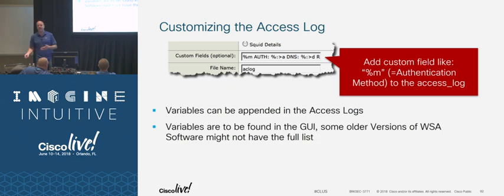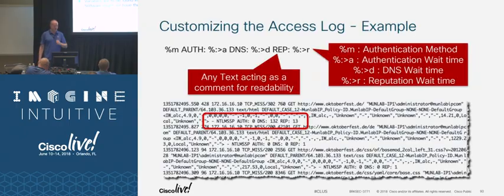Or you can create a new access log with all these things in it for all the requests, if you don't want it in your main access log. So for example, in here, we're going to add the authentication time, the DNS time, and the reputation wait time. And you can put in text in those to give you an idea, when you look at the actual log, what it is actually doing. So authentication, DNS, and reputation. How long is it taking to do all those?